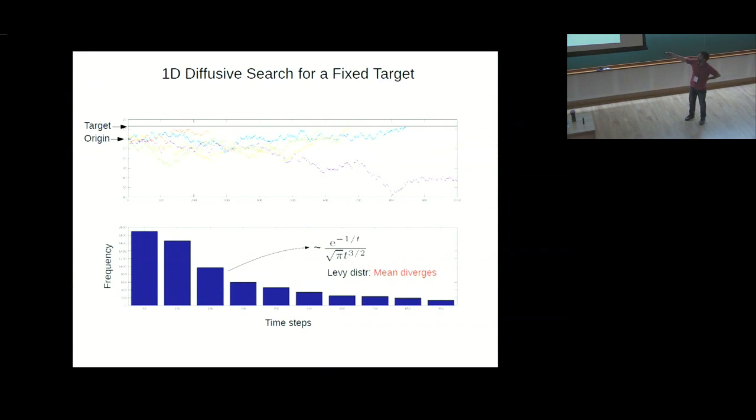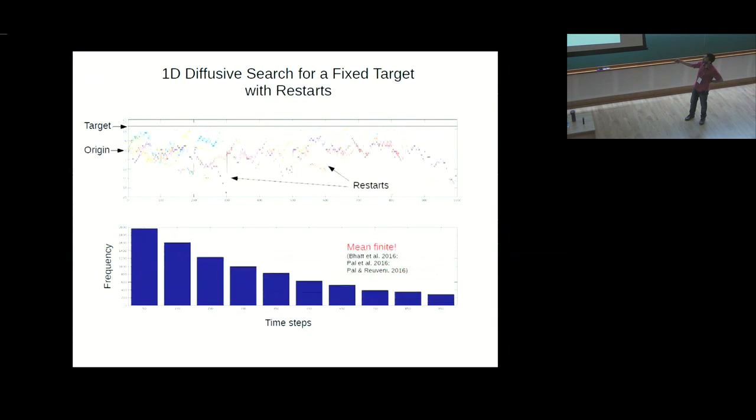So that's a stochastic search for a target. What happens when you put in restarts? And by restarts, I mean the following.